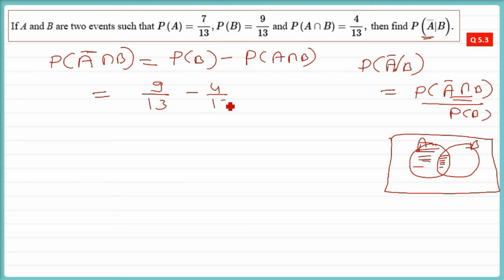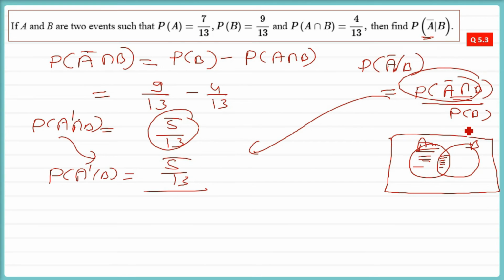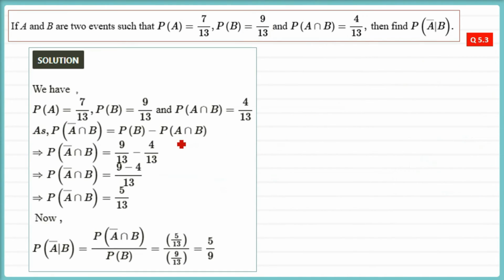P(B) is given as 9 by 13, P(A intersection B) is 4 by 13. 9 minus 4 by 13 is 5 by 13. So P(A complement intersection B), you can write P(A naught intersection B), is going to be 5 by 13. Now I have already intimated you the formula which I'm going to use just now. P(A complement by B), or sorry, P(A naught by B), is 5 by 13, because P(A naught intersection B) is 5 by 13, divided by P(B) which is 9 by 13. This is going to be 5 by 9. So this is how it is going to be done.